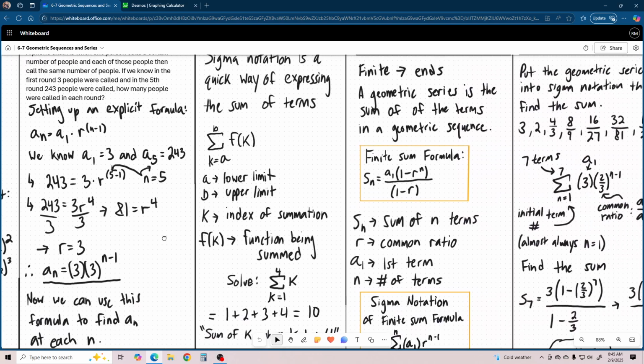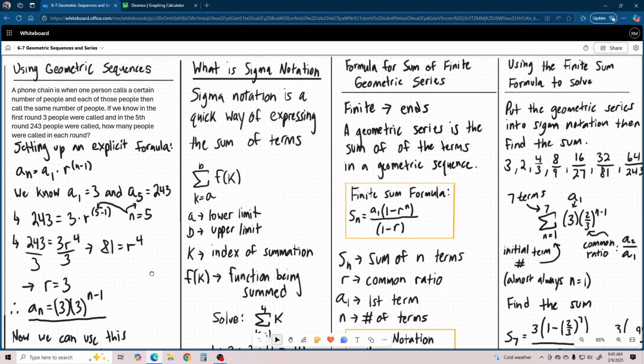Let's try a problem. Okay. A phone chain is when one person calls a certain number of people, and each of those people then call the same number of people. If we know in the first round 3 people were called, and in the fifth round 243 people were called, how many people were called in each round?